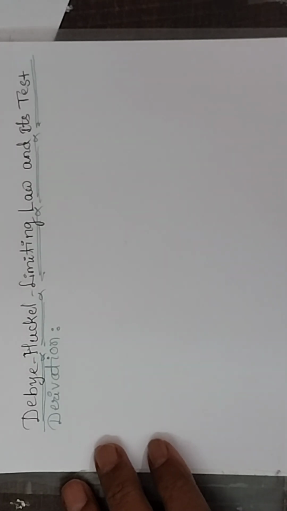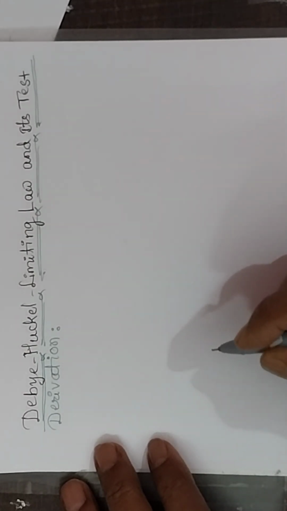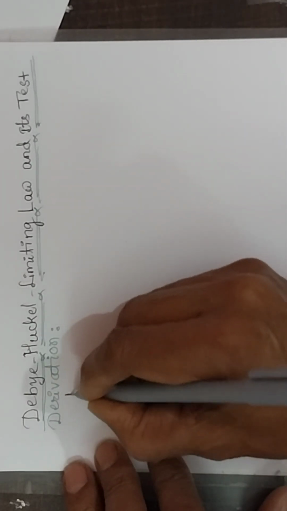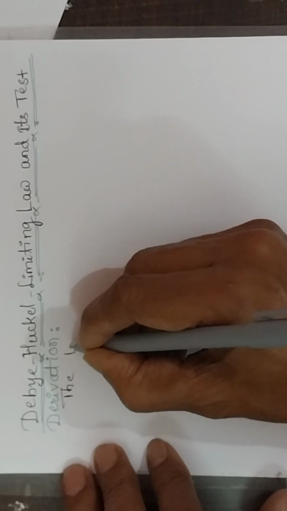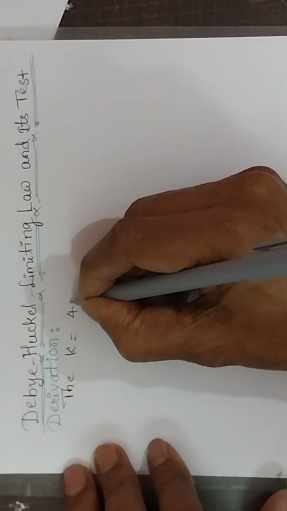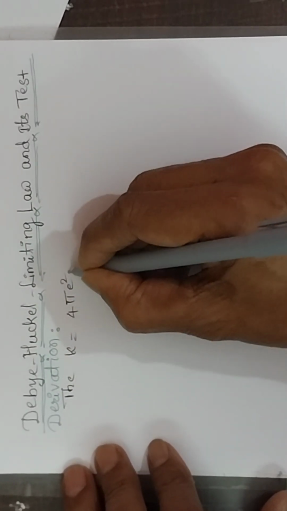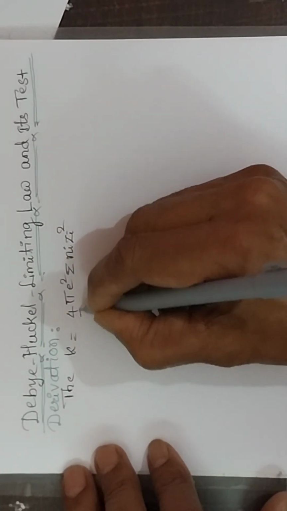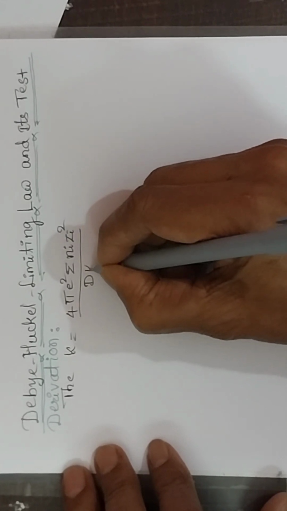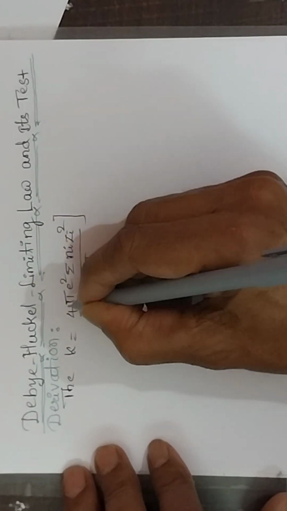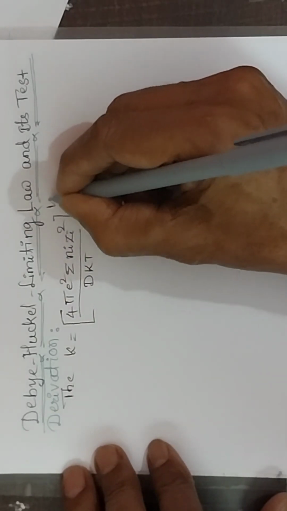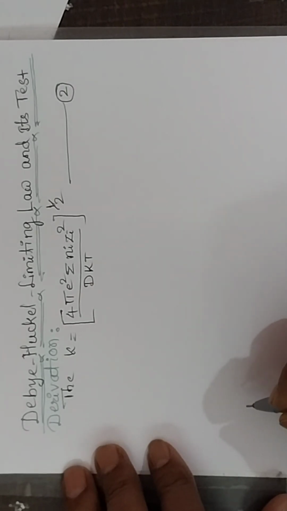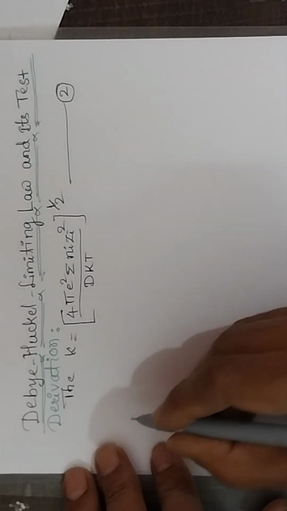In the previous videos of Debye-Huckel's theory, we derived kappa equal to [4 pi e square summation of ni zi square divided by D k T] raised to half, that is, the square root of this. We have derived one equation in the first video, and we have also derived the expression for energy.